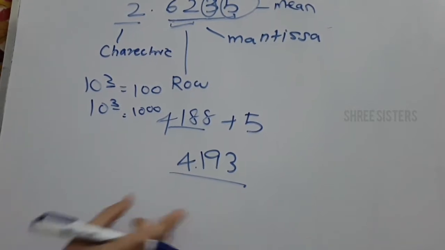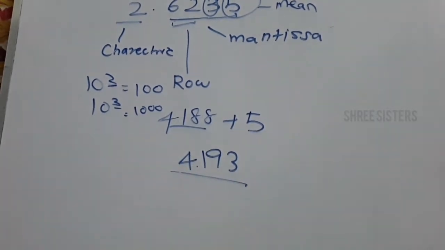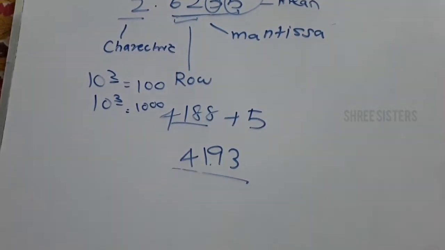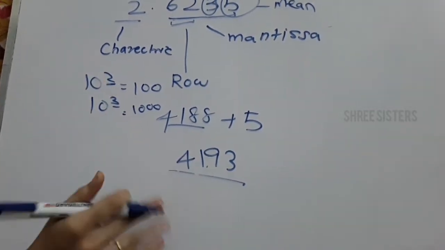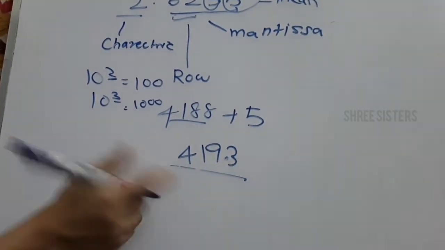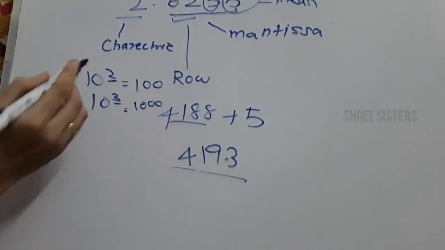Simple and easy. So we know that 4.193 is not between 100 and 1000, so this is not our answer. 41.93 is also not between 100 and 1000. This is also not possible. So 419.3 is possible, because 419.3 is between 100 and 1000.